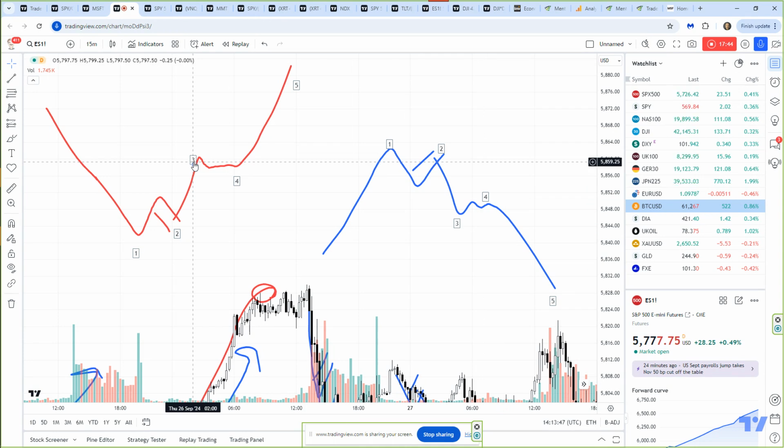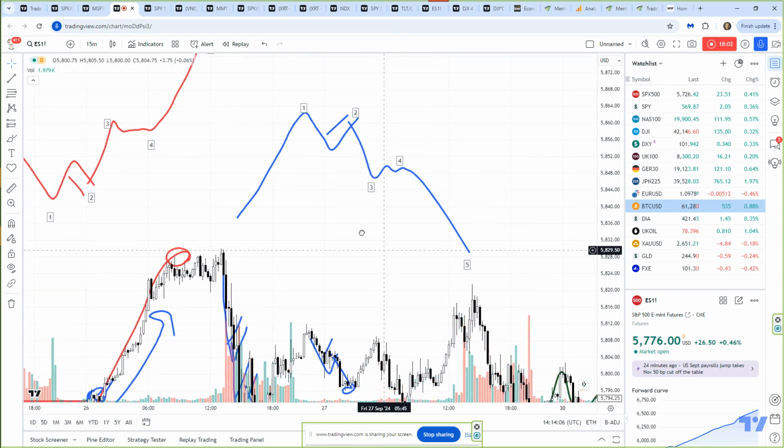3 is an inverse of 3 here. 4 is an inverse of 4 here. 5 is an inverse of 5 here. 1 is an inverse of 1. 2 is an inverse of 2. It's the same pattern. Just one is upside down, one is right side up, however you want to think about it. But these are the ultimate constructs of price.